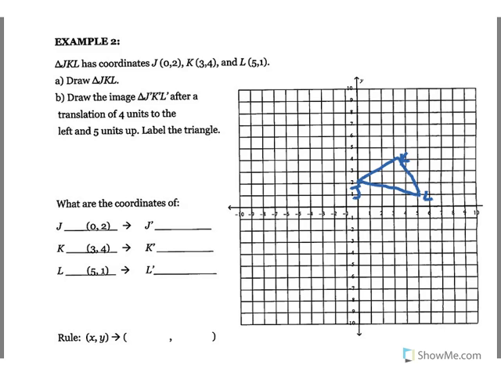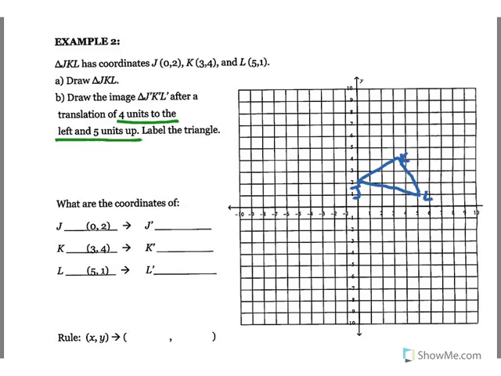Okay, for example 2, it says triangle JKL has coordinates J(0, 2), K(3, 4), and L(5, 1). Draw triangle JKL. So you're going to draw the image triangle J'K'L' after a translation of 4 units to the left and 5 units up. Then you're going to label the triangle. So for each point you're going to count 4 units to the left and 5 units up.